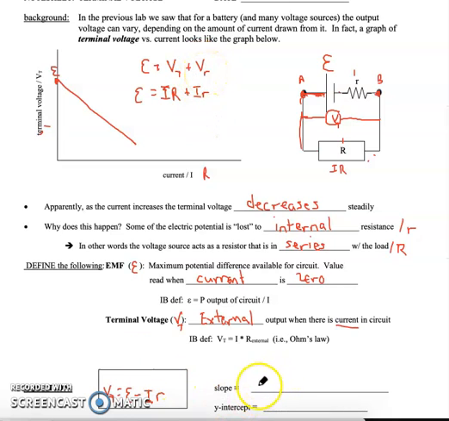So let's do it: the slope is internal resistance. And don't put a negative value for internal resistance, even though the slope is negative. That's a common mistake. Okay, so that's little r. And the y-intercept, we already said, is the EMF. That's the voltage you get when there is no current in the system.